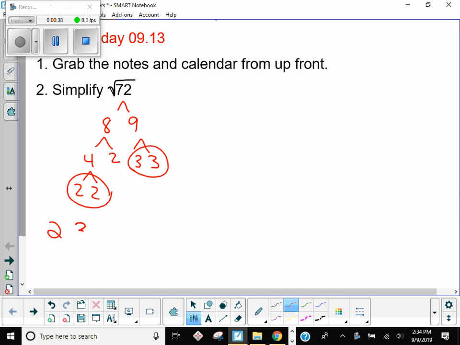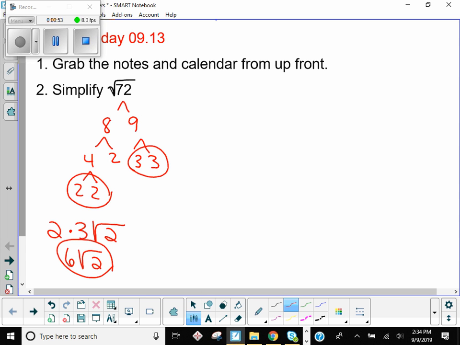And what am I going to do with those two numbers? Multiply. And then what's left over? This 2 right here. So this is going to be 6 radical 2. This is generally how my students go about the radicals.